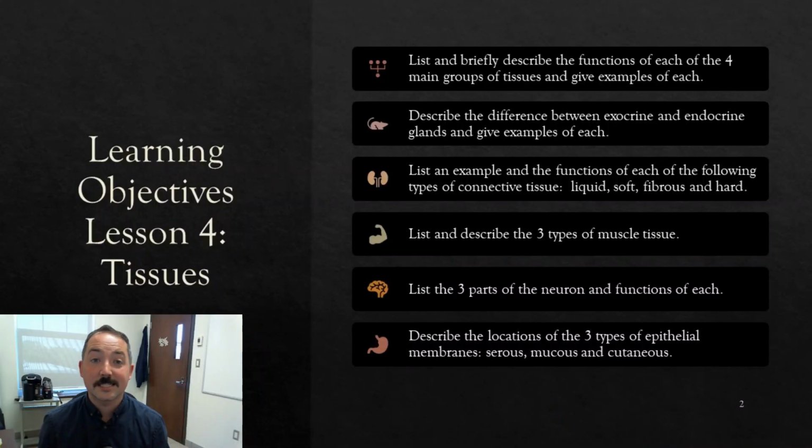First, like always, let's take a look at our goals for this week. By the end of this lecture series, you should be able to describe and give examples for each of the 4 main types of tissues, differentiate between endocrine and exocrine glands. You should be able to describe the function, description, and give examples of different types of connective, muscle, and neurological tissue, as well as identify locations of 3 types of membranes in the body.